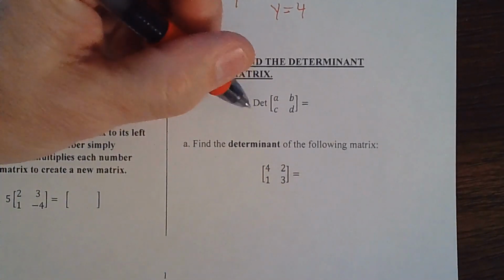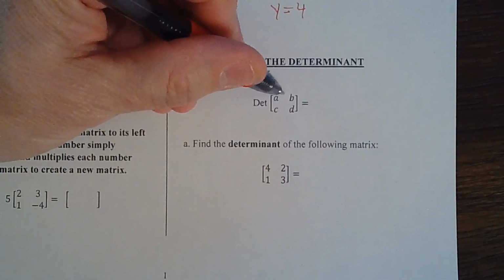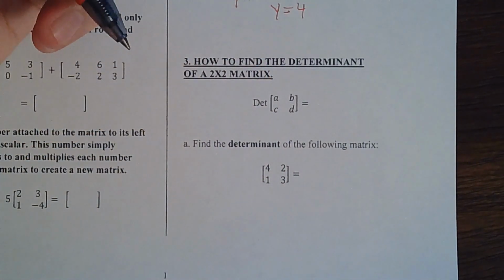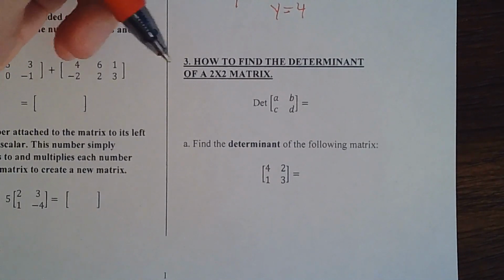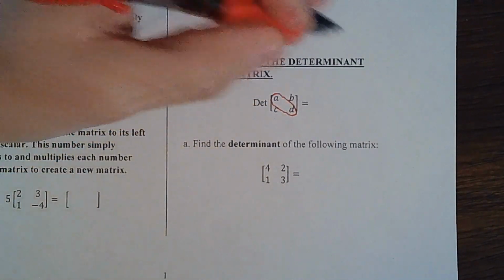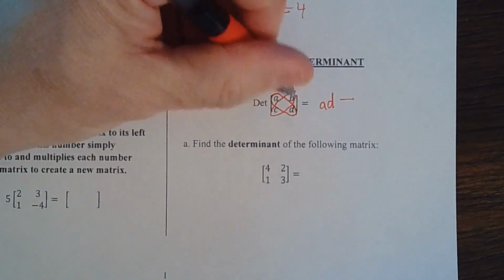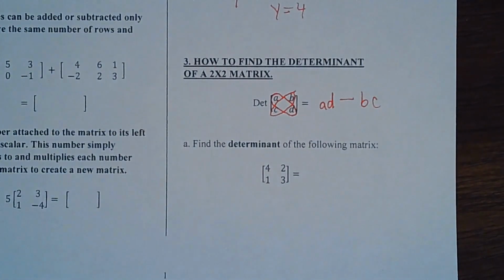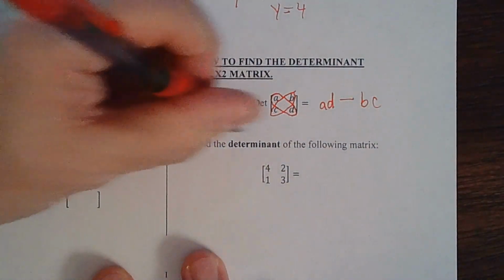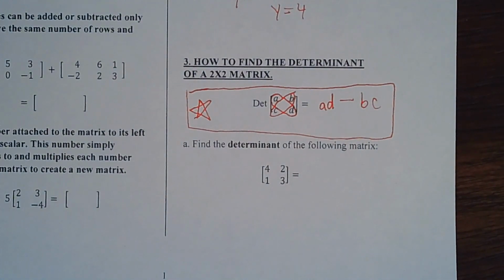So here, in order to find the determinant of a matrix that's 2 by 2, and we use the letters A, B, C, and D to represent generically the numbers that are going to be in those positions, what you do is you take A and D, the numbers that are in those positions, and multiply them. And then you're going to subtract the product of B and C. So box this in, put a star next to it. You must have this memorized.